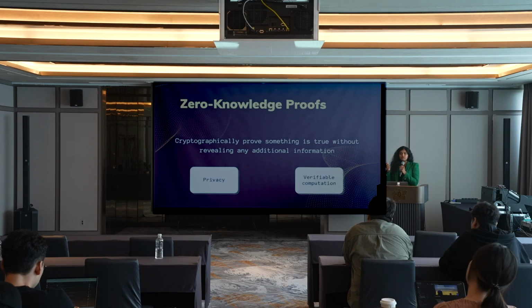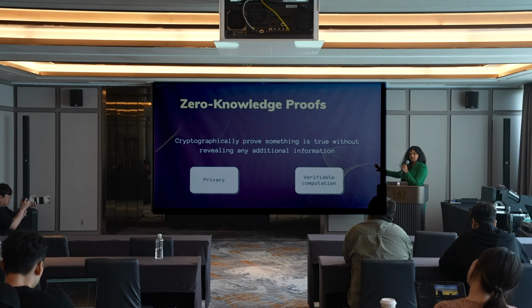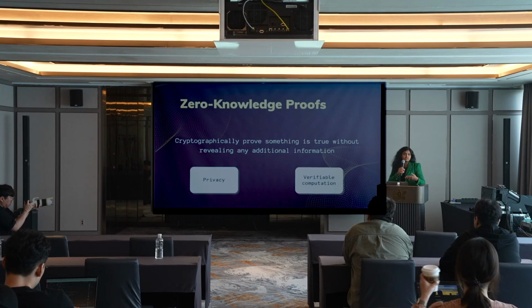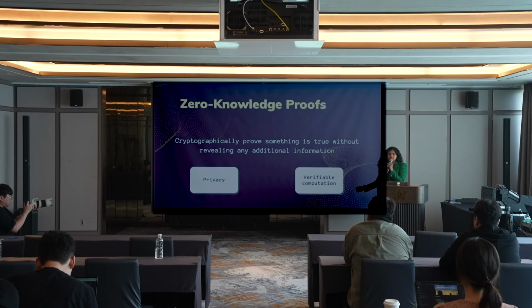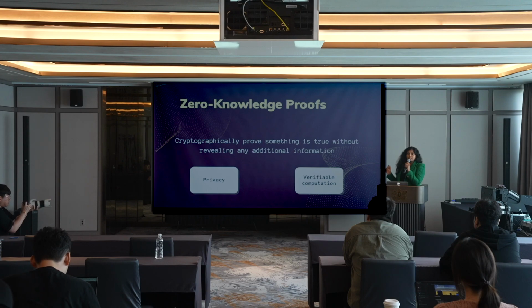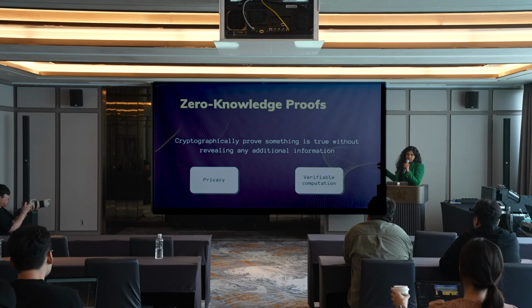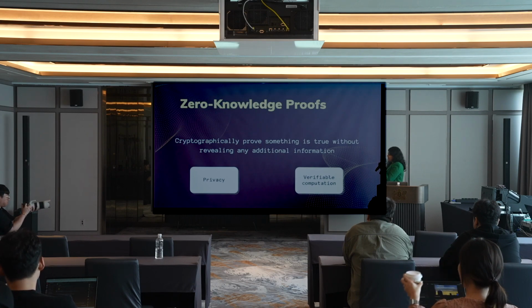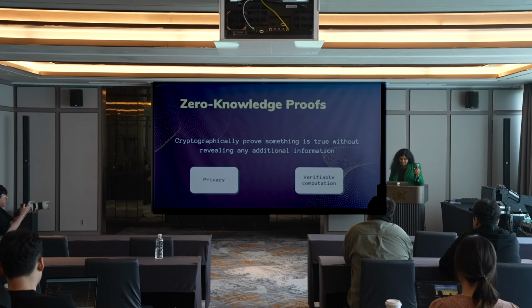zkPs are these cryptographic proofs to prove something. And there are two key functionalities that zkPs enable. One is privacy, which Anthony talked about. In this context, I preserved the privacy of my phone. I did not reveal the password. And the other functionality that zkPs enable is verifiable computation. This is what I'm going to focus a lot on. Anthony already covered a lot of the privacy applications, so it makes my job easier.